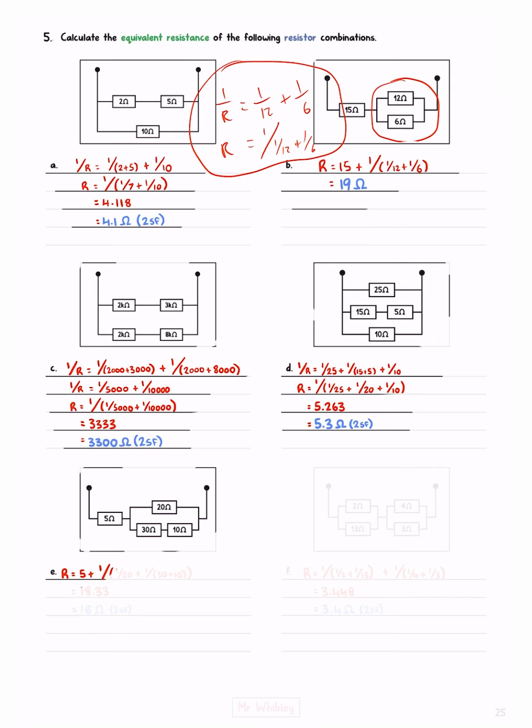On the first branch, that's 20, so we have 1 over 20, and on the second branch, it's 30 plus 10, so we have 1 over 30 plus 10. That gives me 18.33, or 18 ohms to two significant figures.